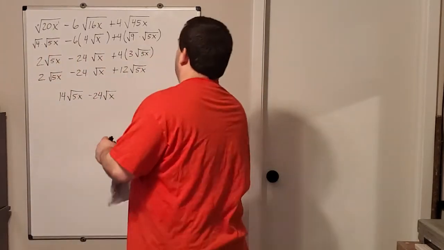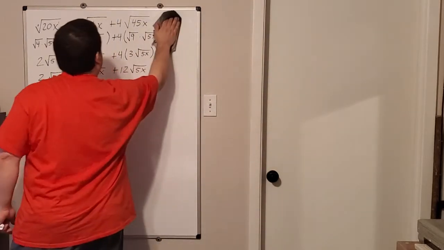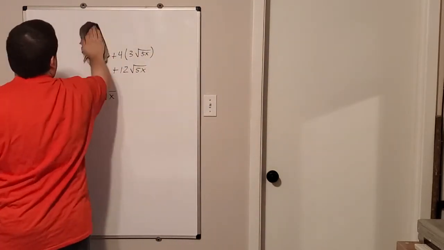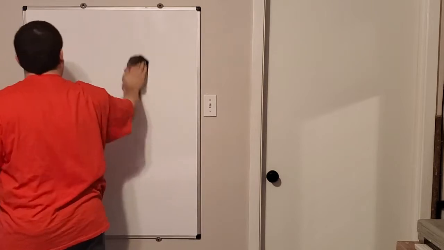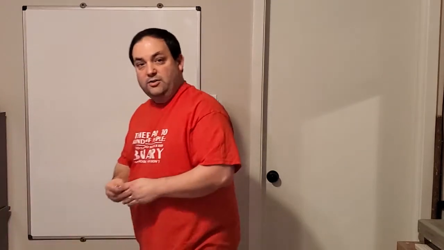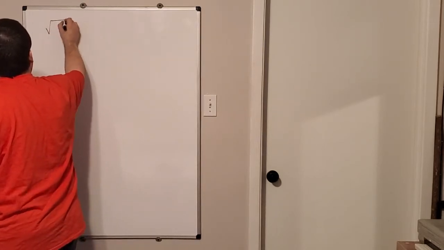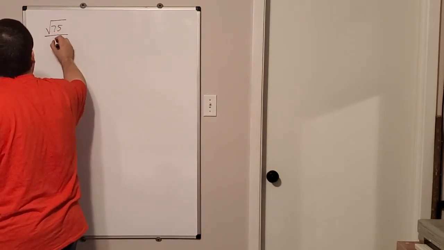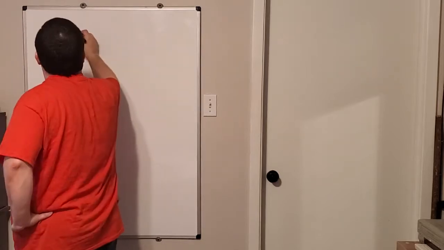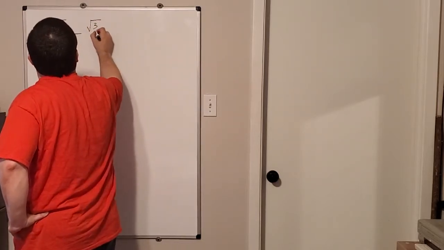Okay, next example. What happens when we incorporate fractions? Uh-oh, I said a naughty F word, fractions. Be careful. Square root of 75 over 9 minus square root of 3 over 2.